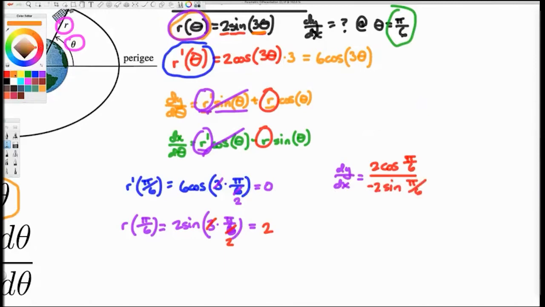The 2's are going to cancel. So you're going to be left with negative cosine of pi over 6, which is what? Anybody? There you go. Root 3 over 2. And then 1/2 here. The divided by 2's cancel. Divided by 2 is 1. So then you get negative root 3 as your slope at that point.